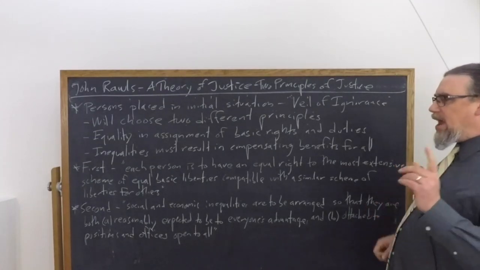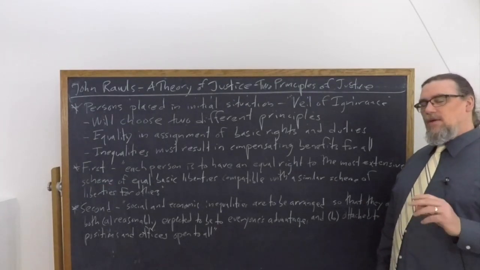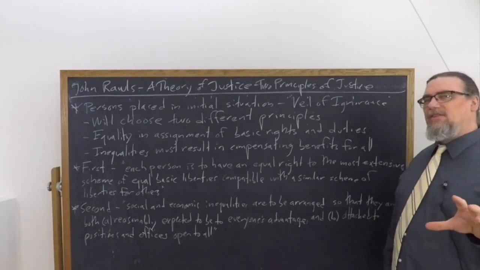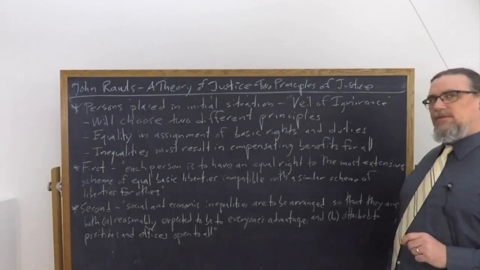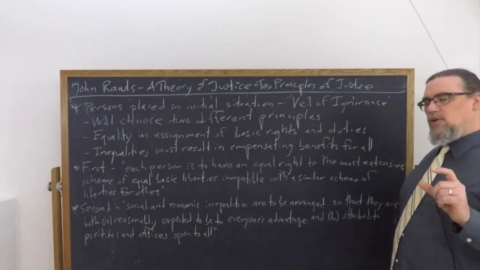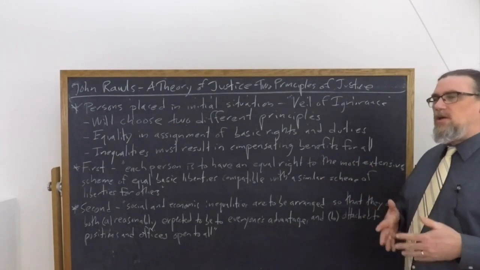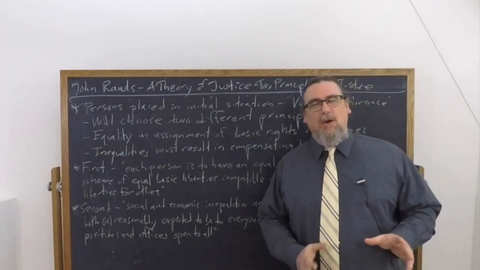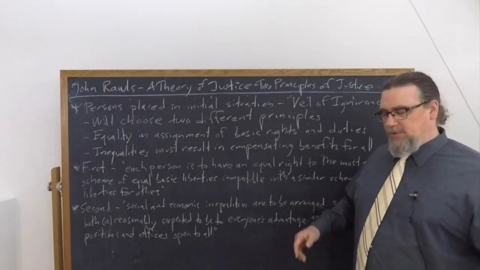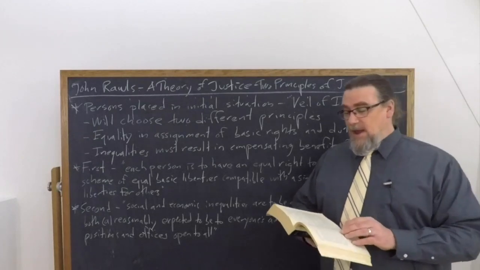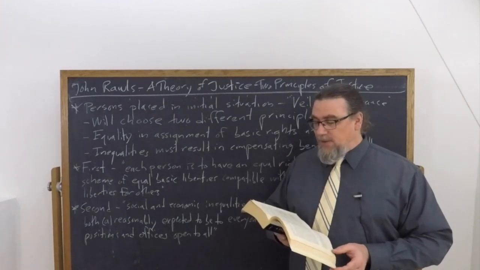Now notice the other part, and attached to positions and offices open to all. There has to be equal access, equal opportunity if we're going to have inequalities. They have to be attached to things that really anybody within the society, if they choose to, say, undergo the training or the licensing or whatever it's going to be, could have access to. They aren't just simply being excluded. So let's now look at how Rawls goes a little bit into detail about this.